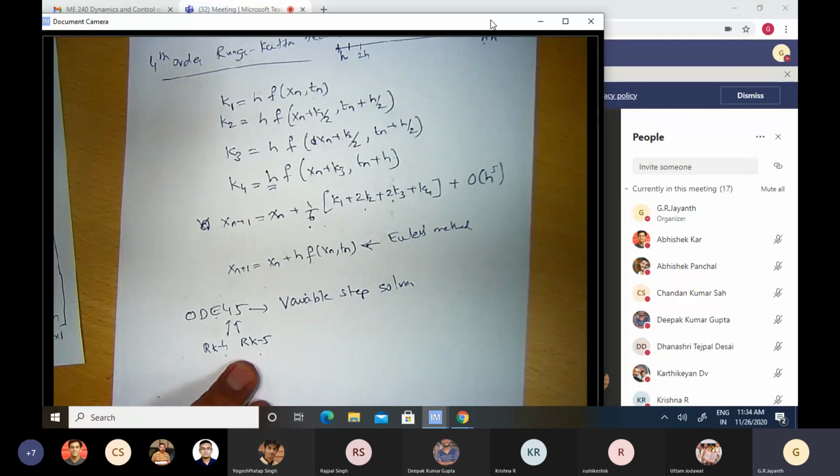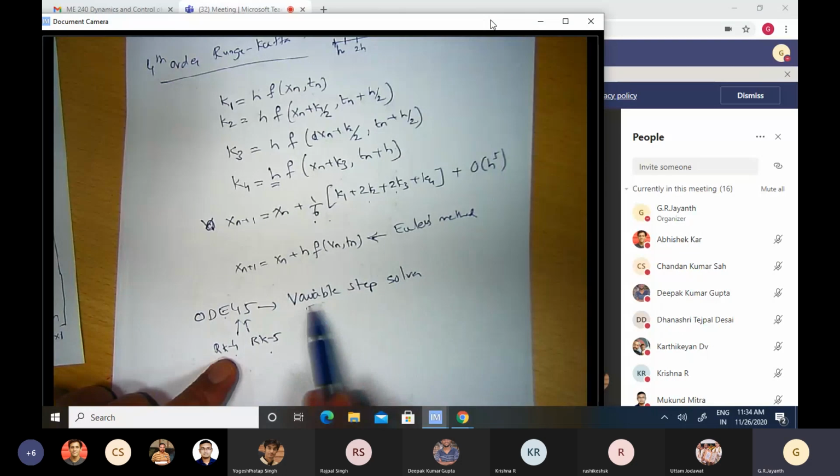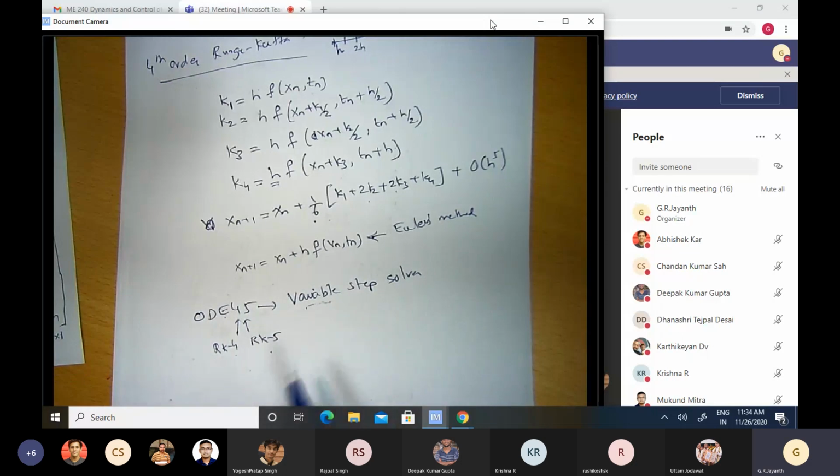But suppose it computes the solution using RK5, and that solution is substantially different from the solution it obtains using RK4. Okay, then the solver knows that my time step was not adequately small enough for me to capture the solution accurately. So what it does next, therefore, is to reduce the time step so that the solutions become closer to one another. So that's how this variability in the step size is brought about by the solver.